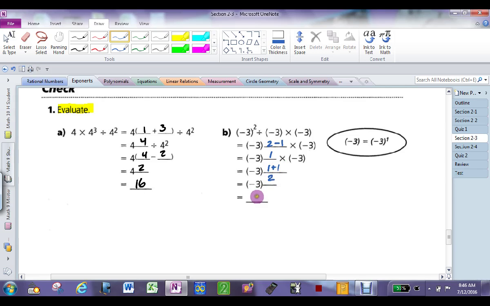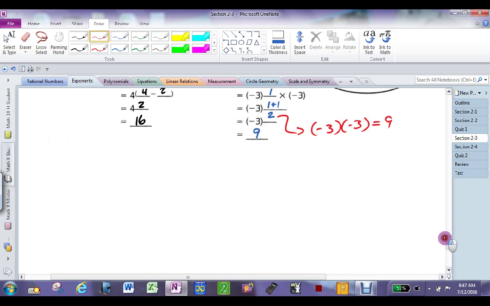What's this answer? Just 9. Why? Because the bracket includes the negative. So this is -3 times -3, which gets me +9. Okay? Everybody cool? Okay, now here are some mistakes you guys are going to make.